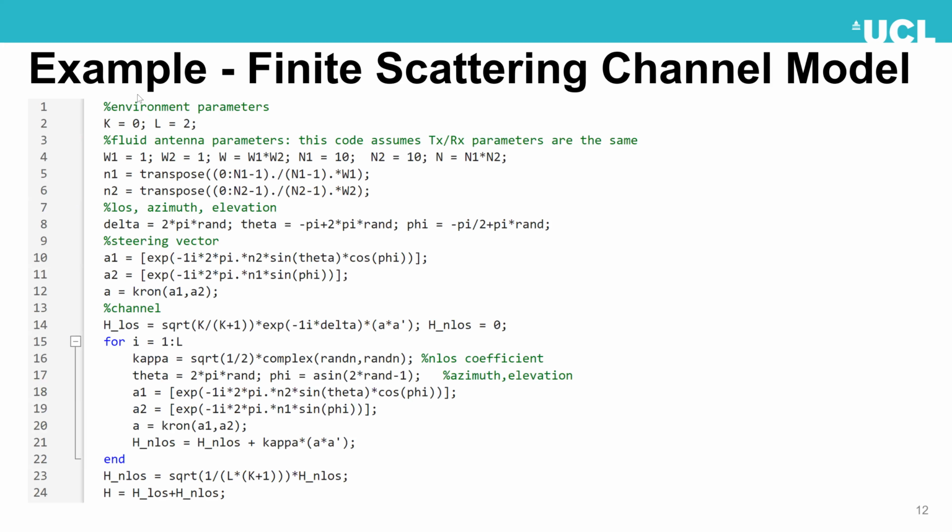Okay, so this is the example for the finite scattering channel model. We have the environment parameters and fluid antenna parameters. Then we have the line of sight phase, azimuth and elevation angle. Then we have the steering vector. So this is the channel for line of sight, and this part here is for the non-line of sight channel. Okay, and this gives us the overall channel.